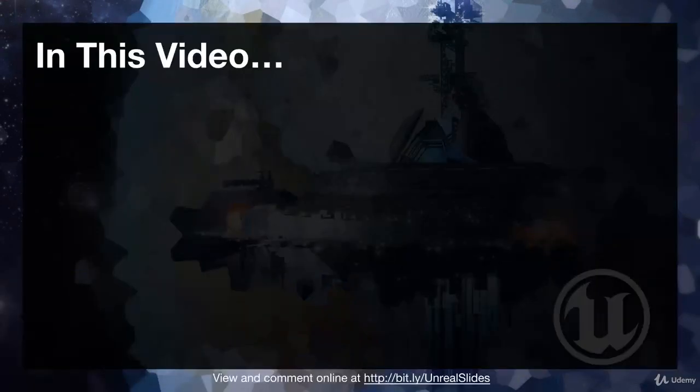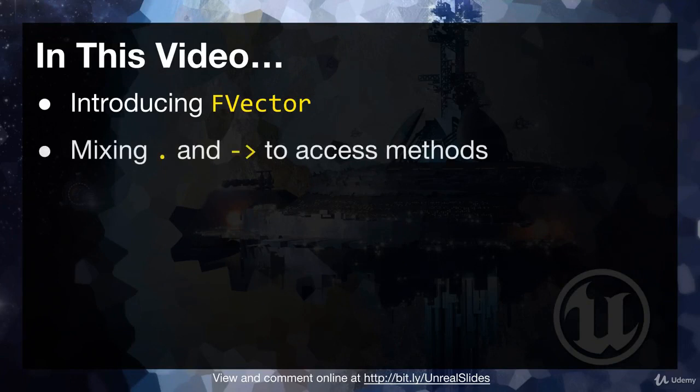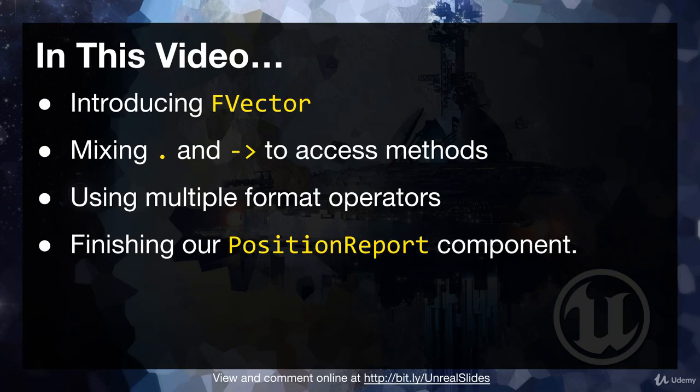Welcome to Getting Transforms in C++. So in this video, we'll be introducing FVector, which is a data type that stores a vector, 3 points in space, x, y, and z. We'll be mixing dot and the other operator in order to access methods. We'll be using multiple format operators in a single line, and finally finishing our position report component off.